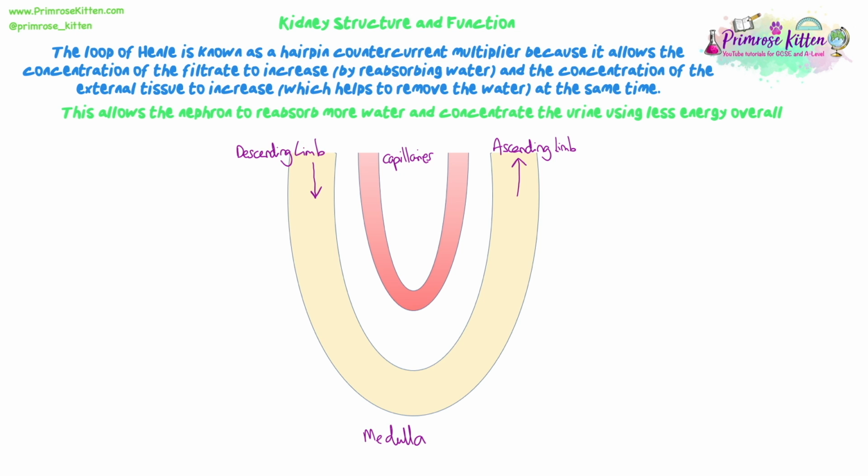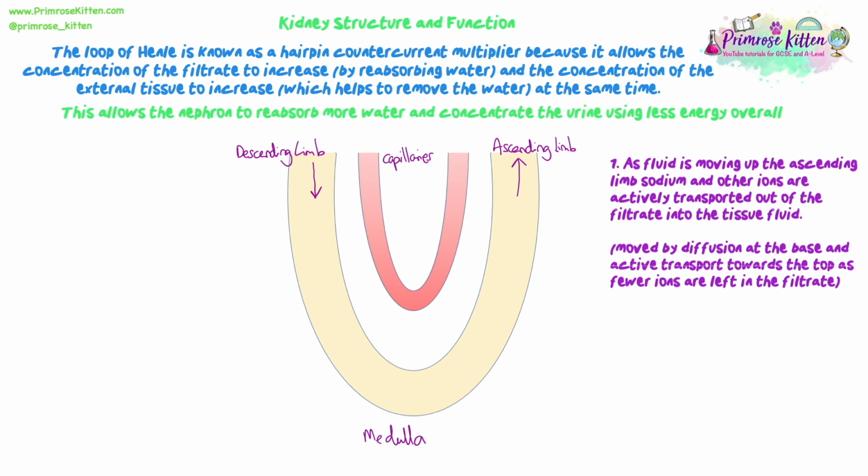Okay, this can seem quite complicated, but we'll go through it step by step, and it should hopefully make sense. So we start with the ascending limb. Remember, that's where fluid is moving towards the cortex, so towards the edge of the kidney, or towards the top of the nephron. So as fluid is moving up the ascending limb, sodium and other ions, so sodium, potassium, chloride ions, are actively transported out of the filtrate into the tissue fluid.